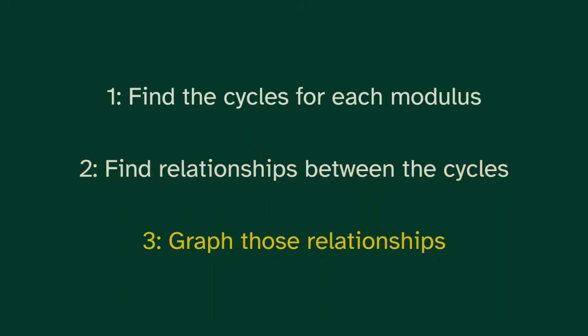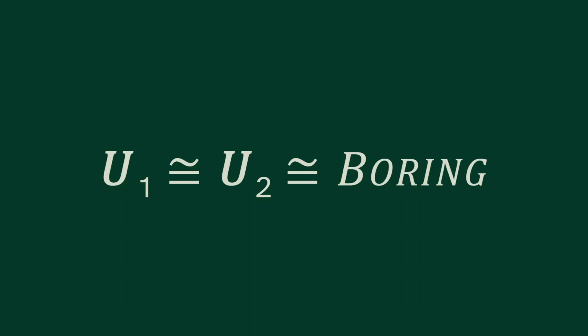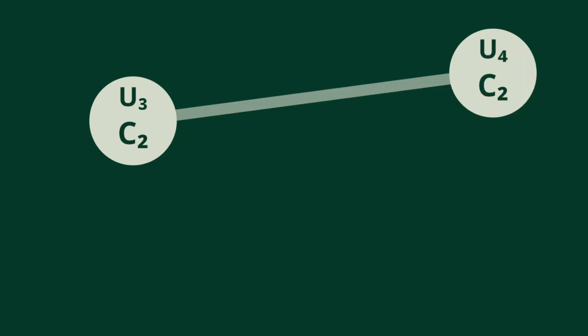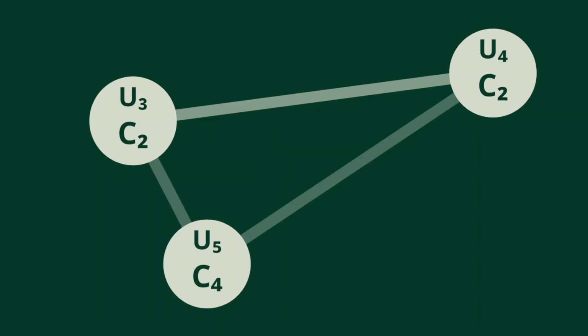Now let's move to 3, to graph those relationships. The units mod 1 and 2 are trivial, so we'll skip them. And we'll start by randomly placing a circle for U3, which is a 2 cycle. Then we place U4, and it's also a 2 cycle, so these are isomorphic, and we draw a line to link them.